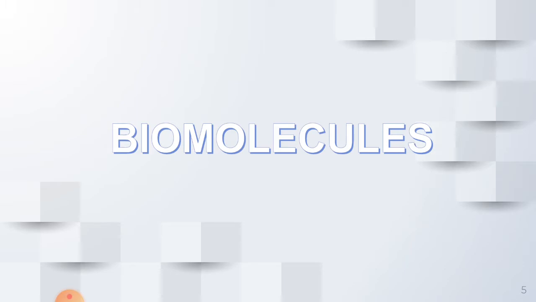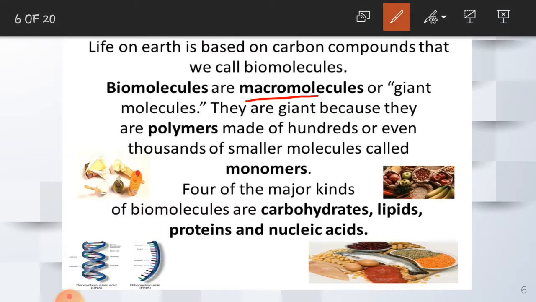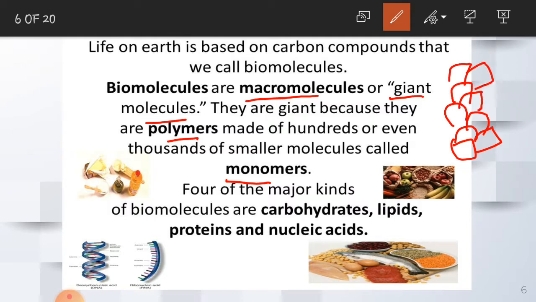Now let's discuss what biomolecules are. Life on Earth is based on carbon compounds that we call biomolecules, and biomolecules are the macromolecules or the giant molecules. Why are they called giant molecules? Because they are polymers. And we know that these polymers are made up of smaller molecules called monomers. These monomers are the blocks that, when combined together, result in the formation of larger molecules called polymers.